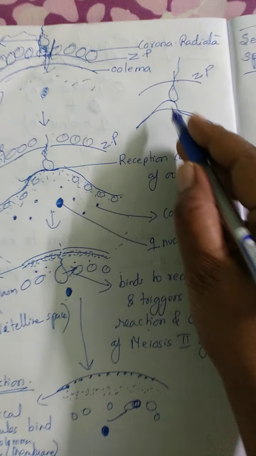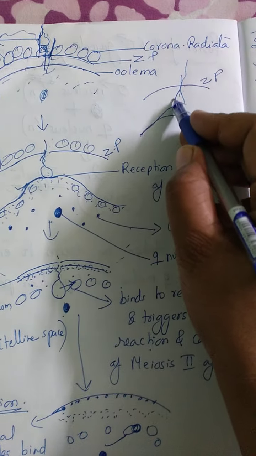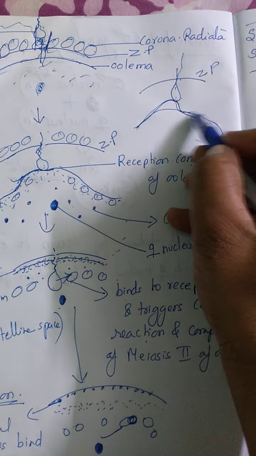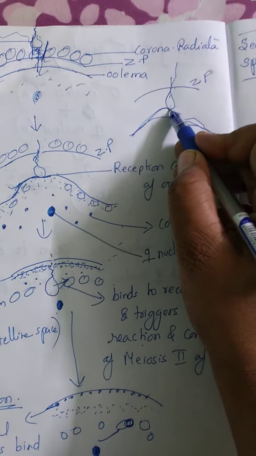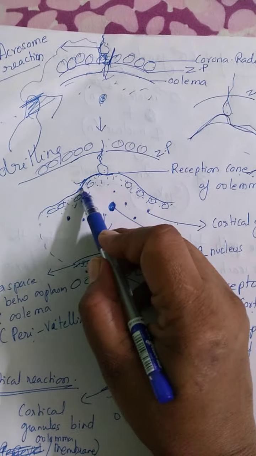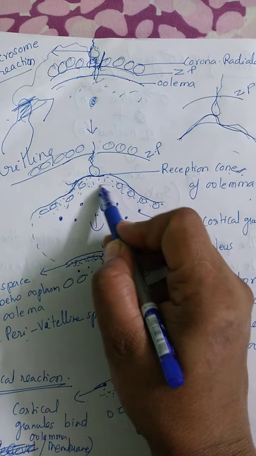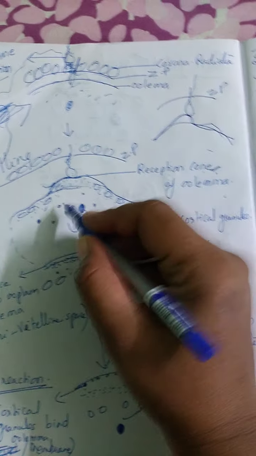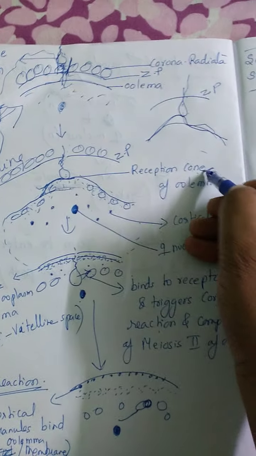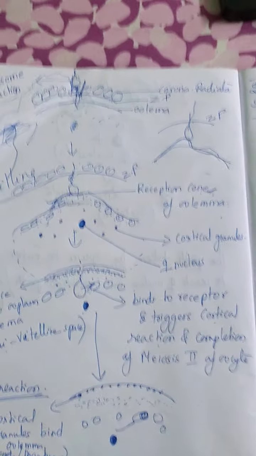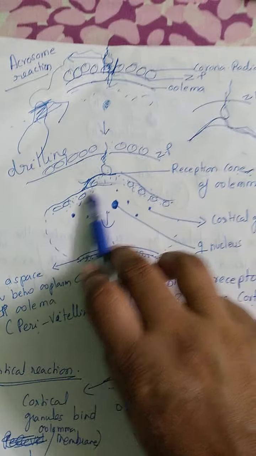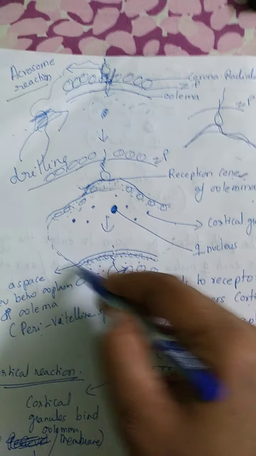So, as I said earlier, when the sperm enters, the oolemma will raise up in this particular manner to receive the sperm. See, it has come up. Otherwise, normally this would have been its membrane, right? So it has raised up, and that forms a conical structure, and that is called the reception cone of the oolemma.